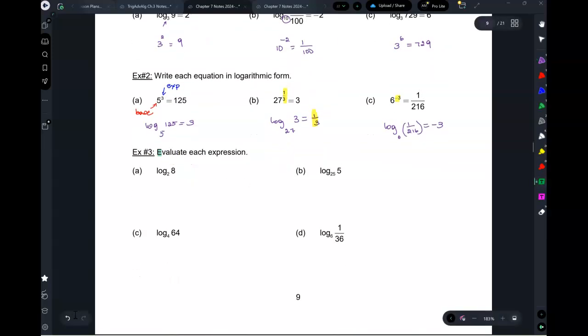Next, I have to evaluate these expressions. Evaluate means actually come up with a numerical answer. So let's do this one. Log base 2 of 8. We are looking for the exponent of 2 that gives us an 8. And that's equal to 3. Again, the answer to a logarithm is always an exponent.